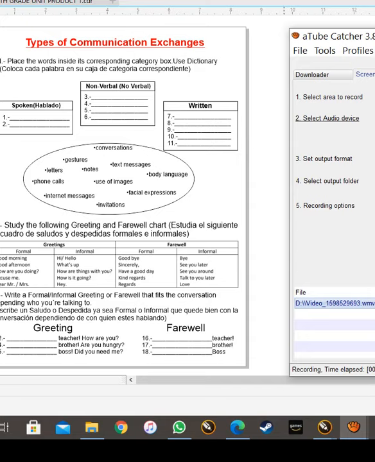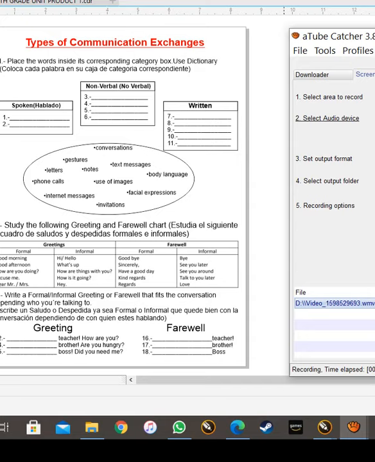Writing in Spanish, spoken, hablado. Just to give you a hint. Non-verbal, no verbal. Written, escrito. Just in case you didn't notice. All right, moving on. Spoken.